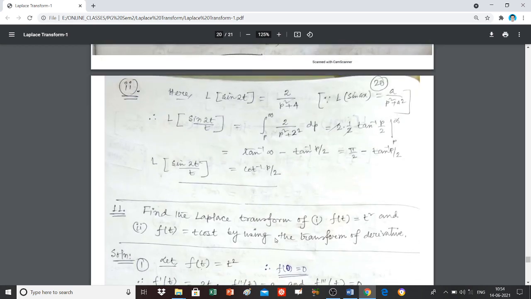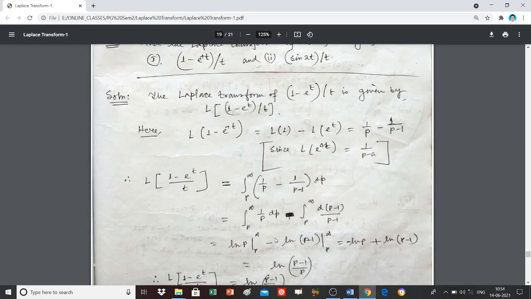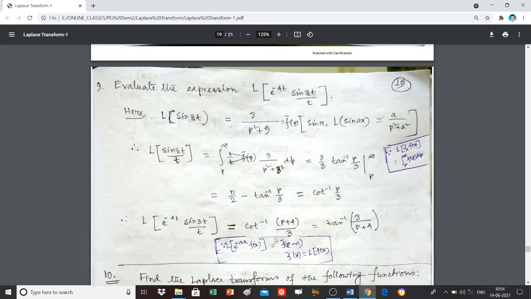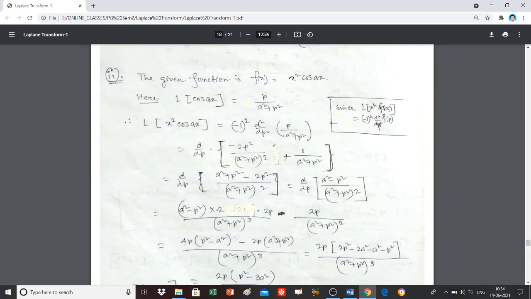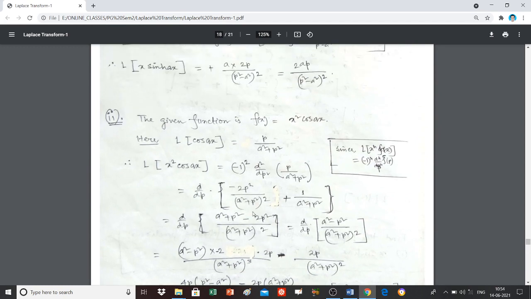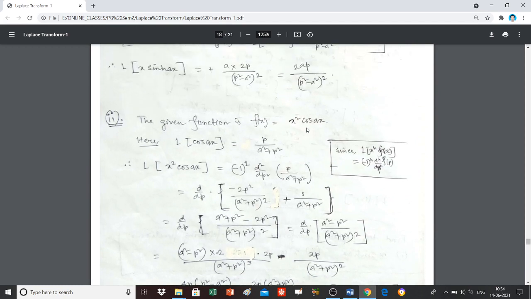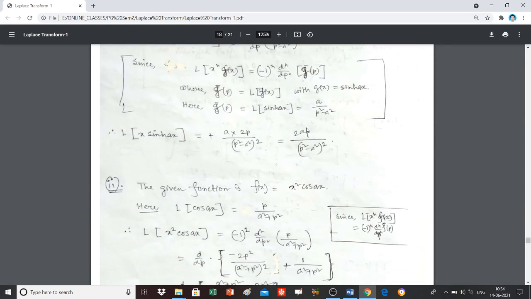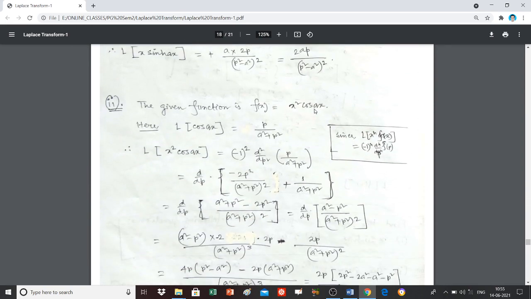And now the second one is here. The given function is f(x) equal to x² cos ax. We are here to find the value of the Laplace transform of this function. So we directly write the Laplace transform of cos ax, which is equal to p/(a² + p²). We have already calculated the value of the Laplace transform of cos ax, which is equal to p/(a² + p²).